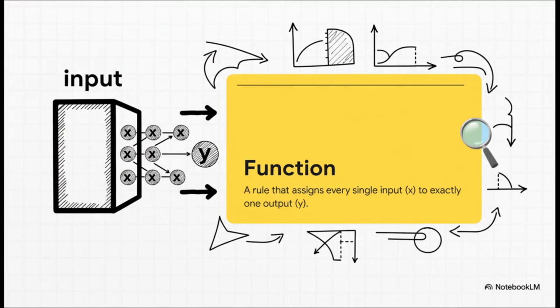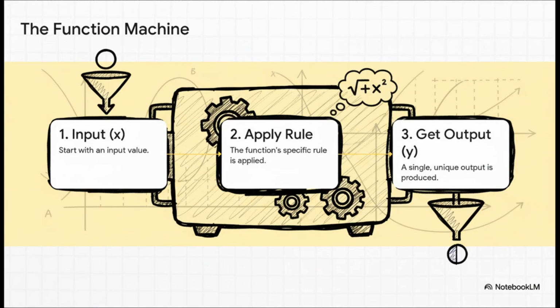So what even is a function? You can think of it like a super strict rule. For every single input you give it, we usually call that x, it gives you back exactly one and only one output, which we call y. There are no maybes, no sometimes this, sometimes that. It's always one input, one output. That's the deal.